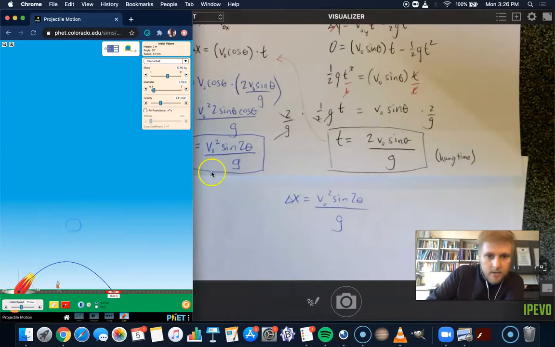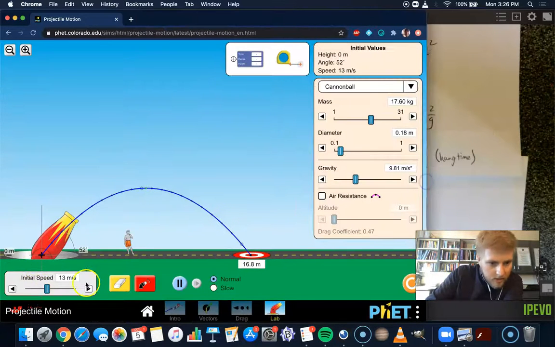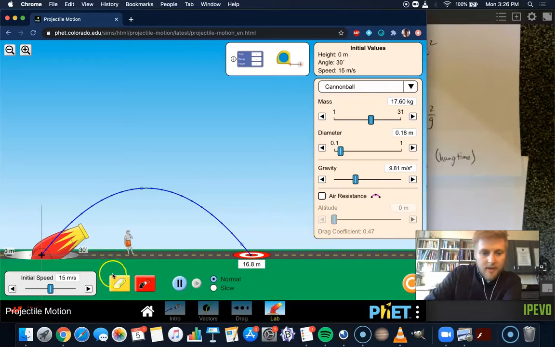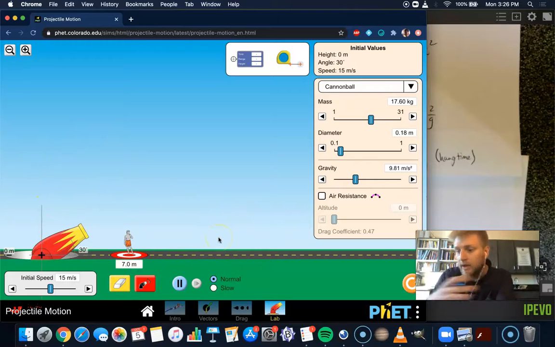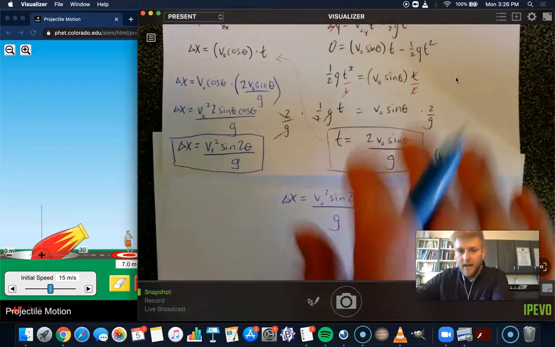What did I have in there? Let's pick 15 meters per second, and let's do 30 degrees just for fun. So I'm not going to click the fire button. We'll just replace this here. So we don't know where it's going to land. We'll write this information over on our paper, and let's see if we can do the calculation.